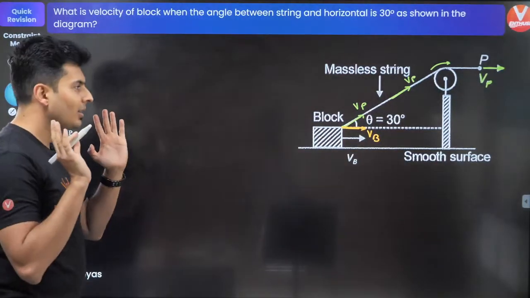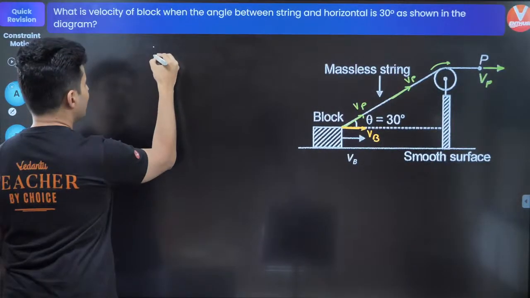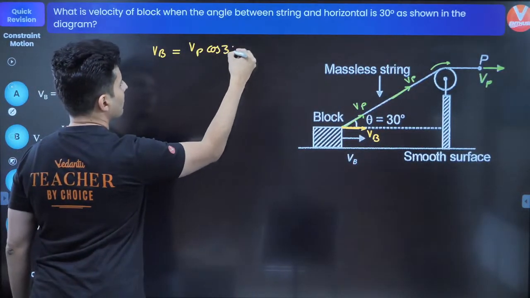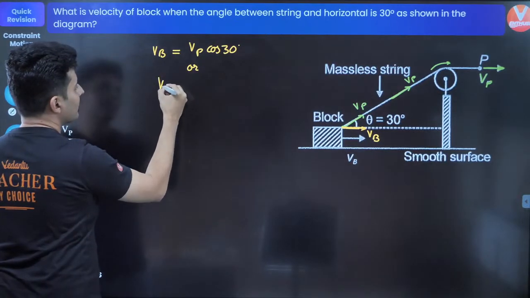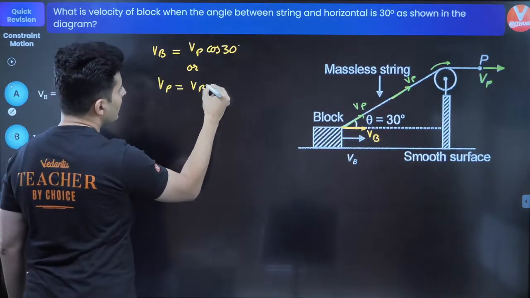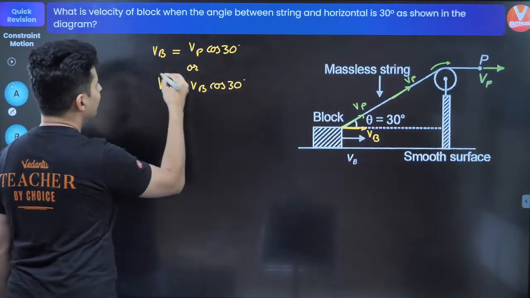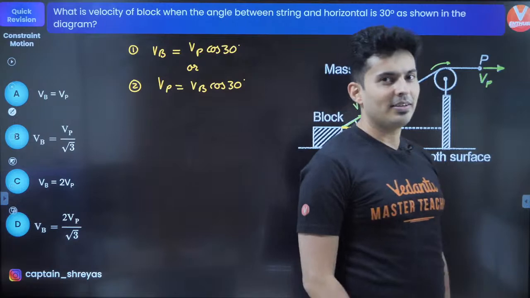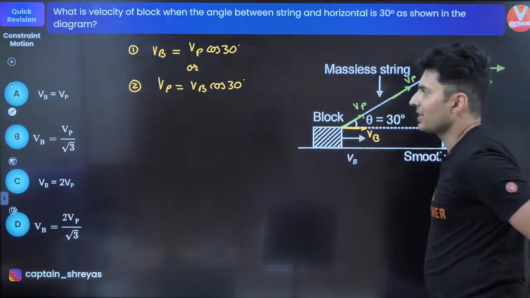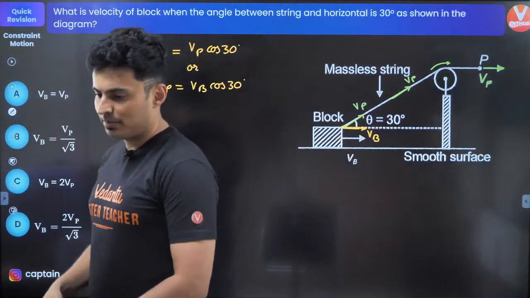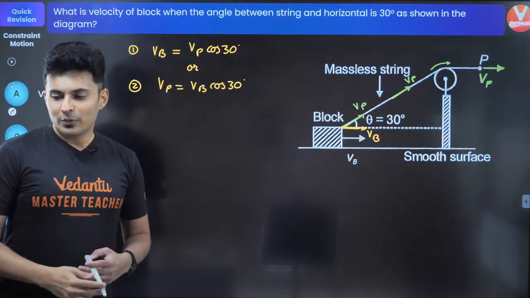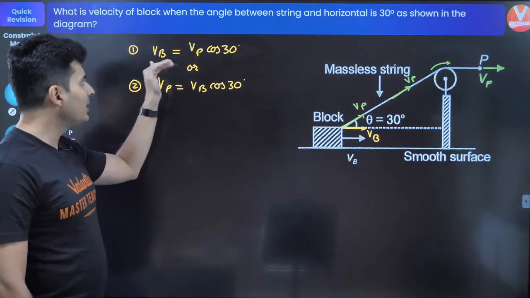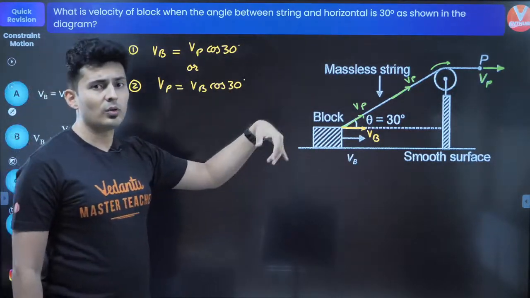Now comes the big debate. Sir, is Vb equal to Vp cos 30, or is Vp equal to Vb cos 30? Is it the first one or is it the second one? Come on, let's debate it out. Post it up in the chat section. Which one do you think is correct? No need of force balances, just constrained motion. Come on. Is Vb equal to Vp cos 30 or Vp equal to Vb cos 30?